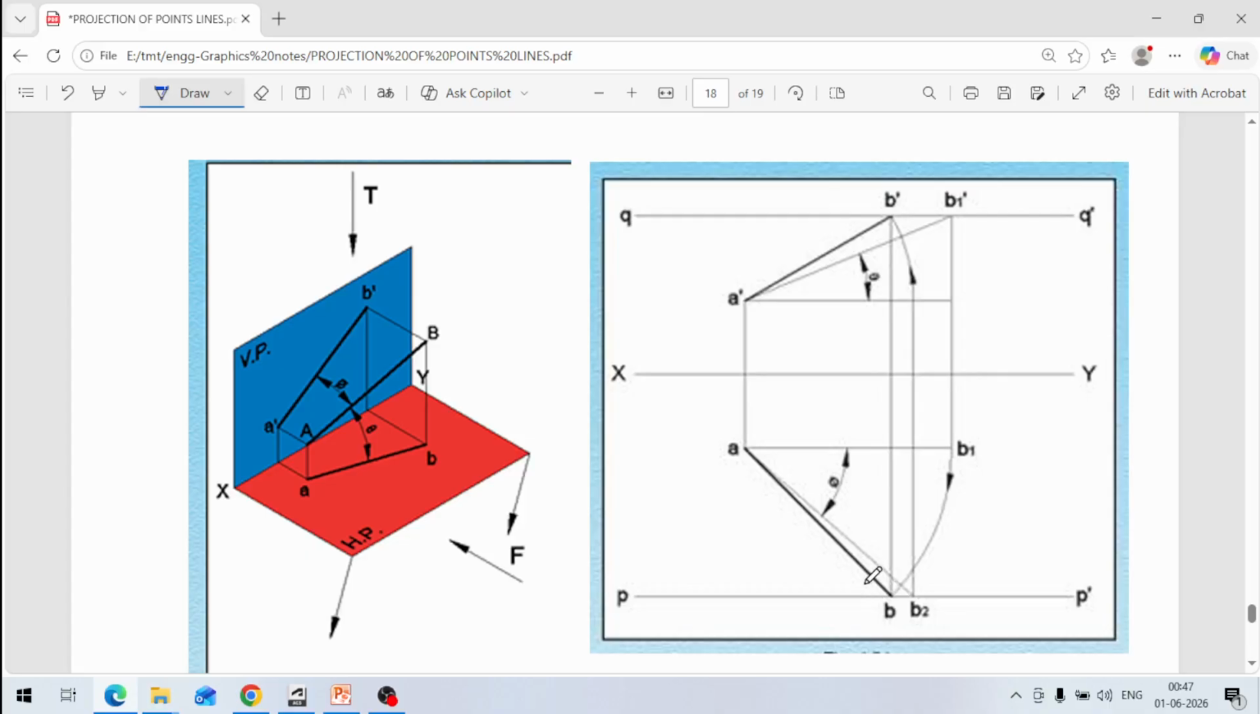Once this is the projection in the vertical plane, from this point you just draw a vertical line here. This is the vertical line, then this point becomes B dash. So this is our projection. This projection is in the vertical plane and this is in the horizontal plane. So these are the projections. This way we can draw. Okay. Hope you have learnt it.